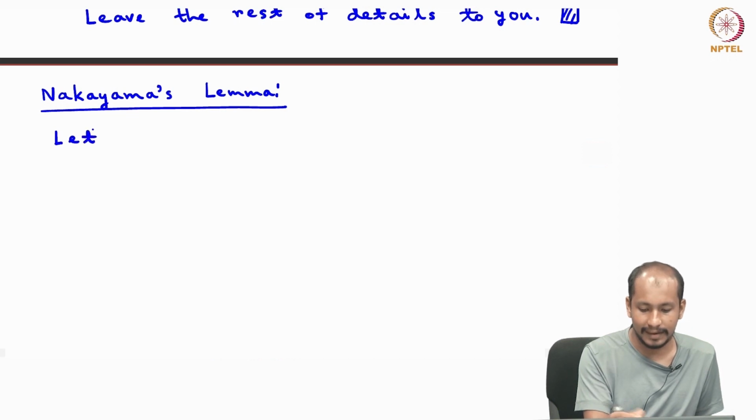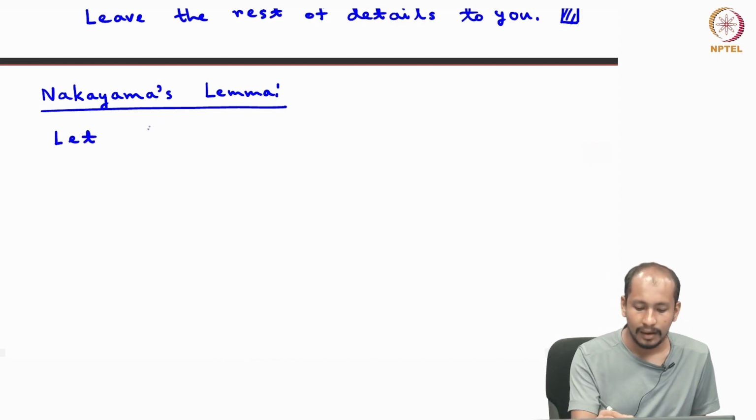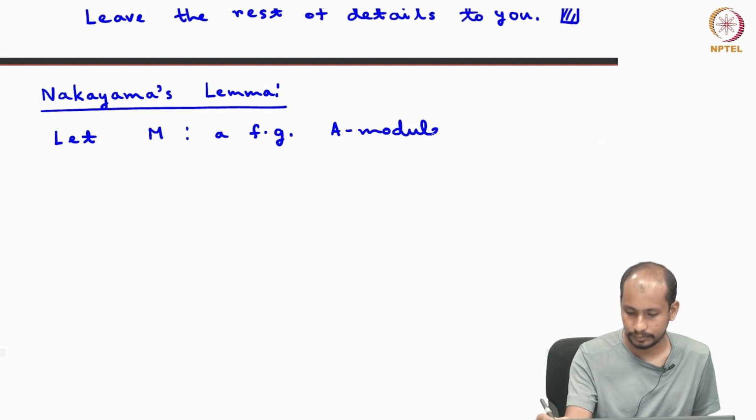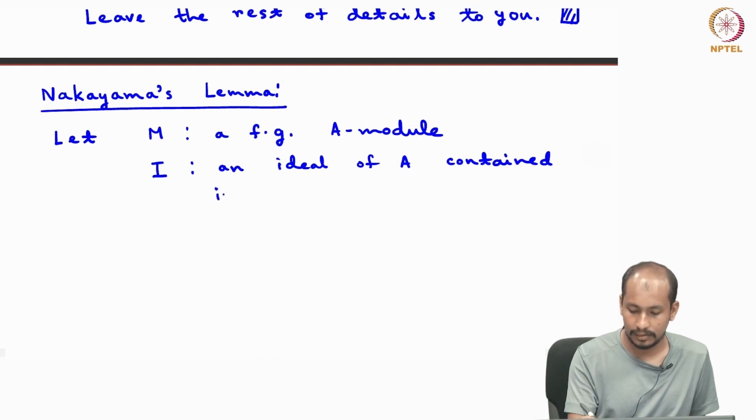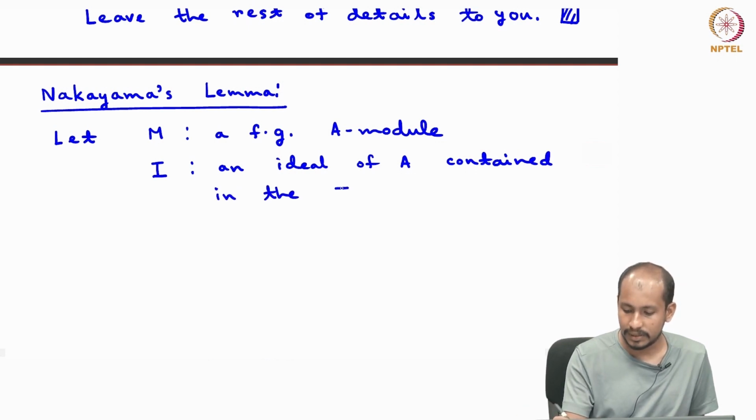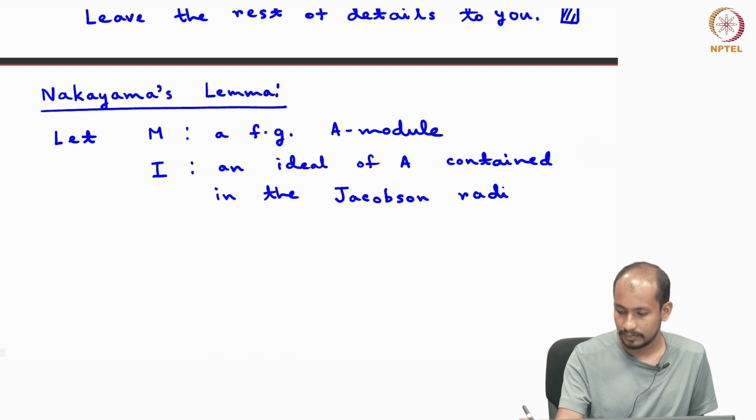Okay, let M be a finitely generated A module, I an ideal of A contained in the Jacobson radical of A.